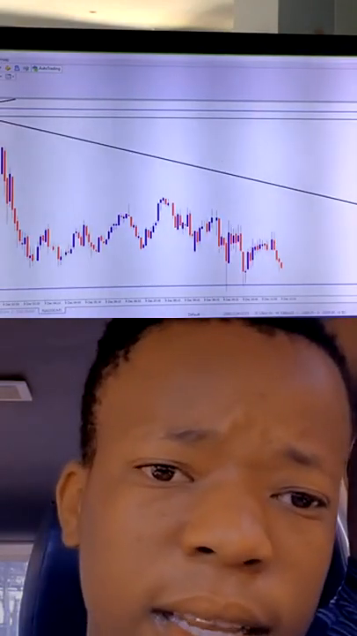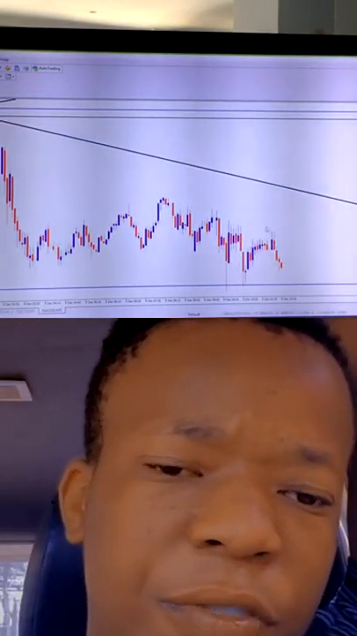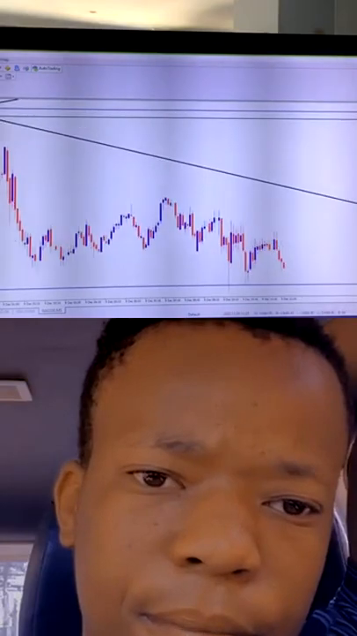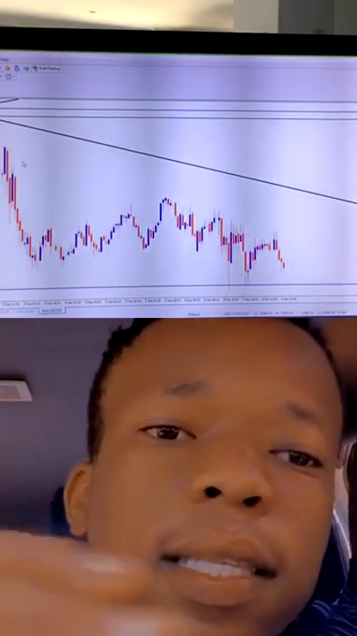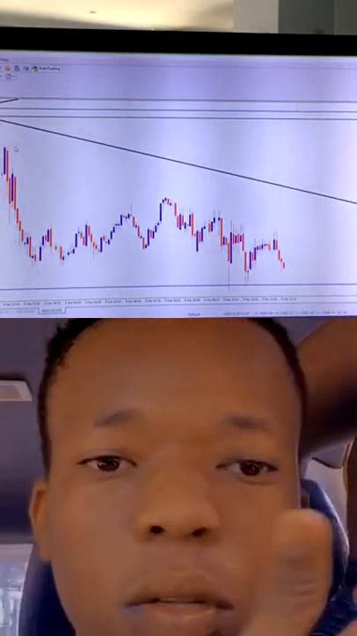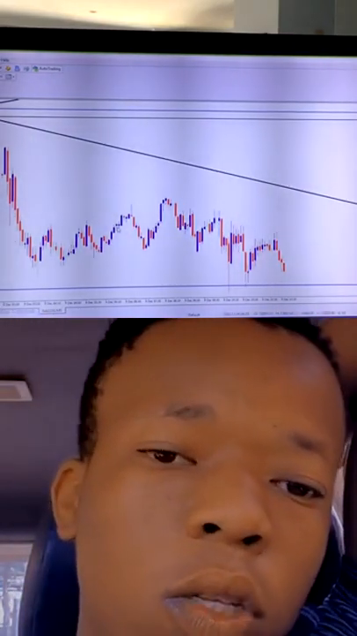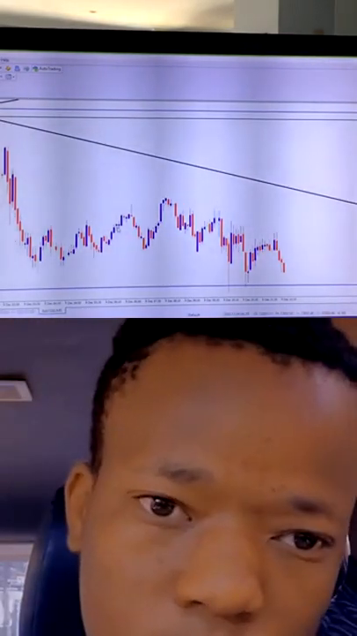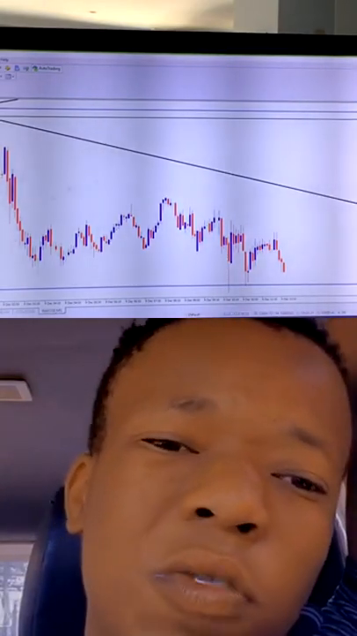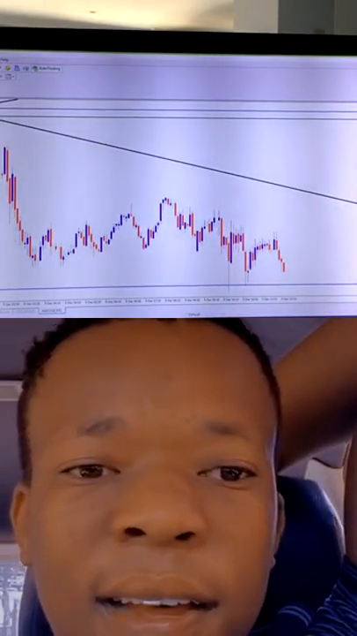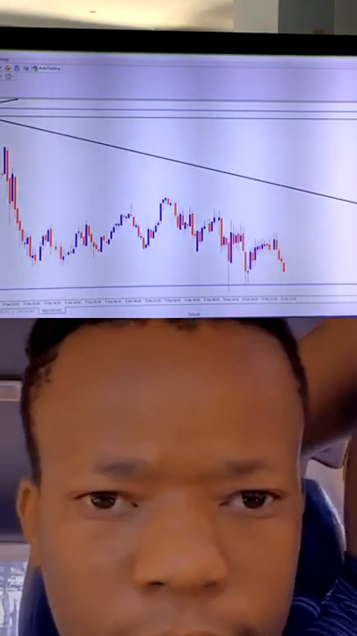Selling that thing will be including yourself to 100 ways to die. It's still within our correctional box. Put a box on that lowest low. It's almost forming a W on the lower time frames.